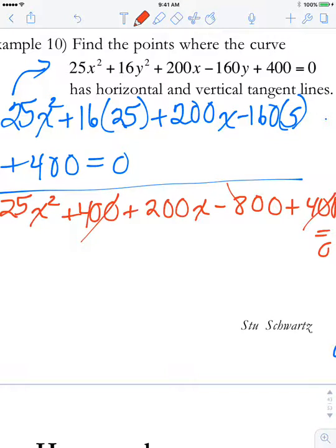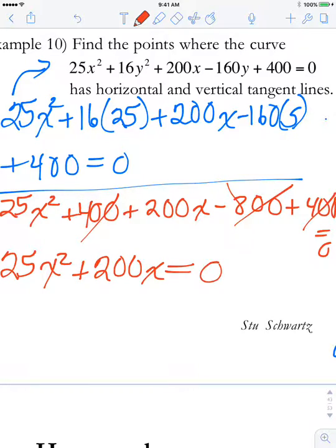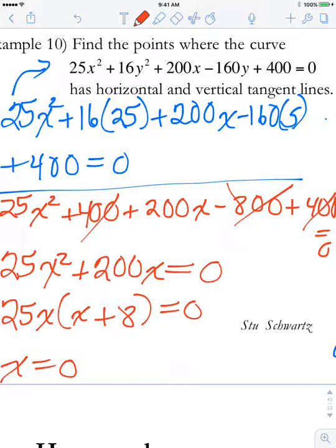So 400 plus 400 is 800. 800 minus 800 is 0. And what am I left with? I'm left with 25x squared plus 200x equals 0. All right, let's factor out a 25x. So 25x, and I'm left with x plus 8 equals 0. So what are my solutions? Well, x equals 0 and x equals -8.